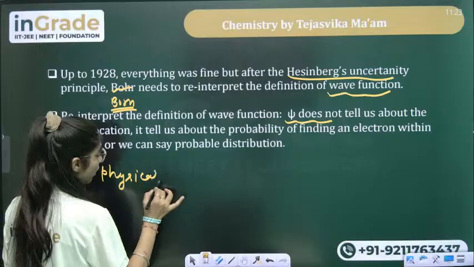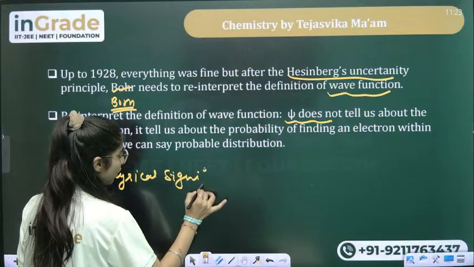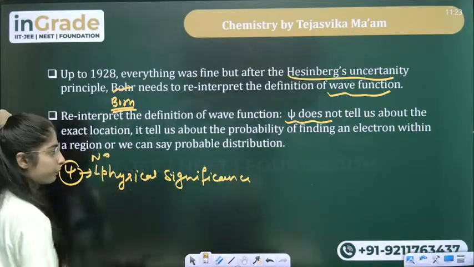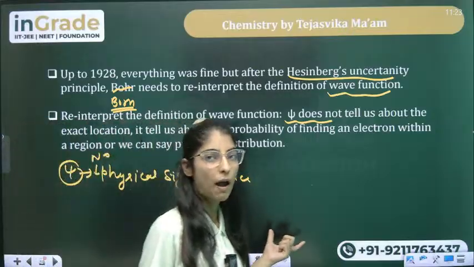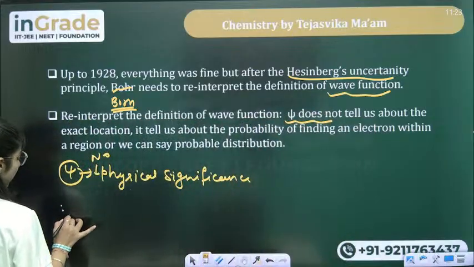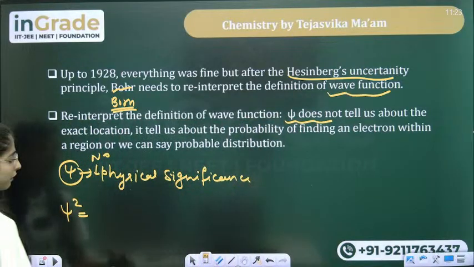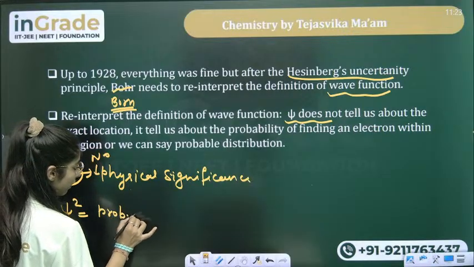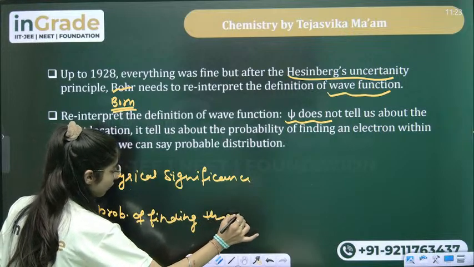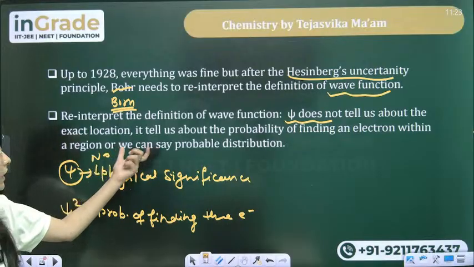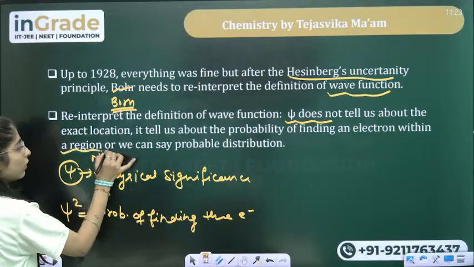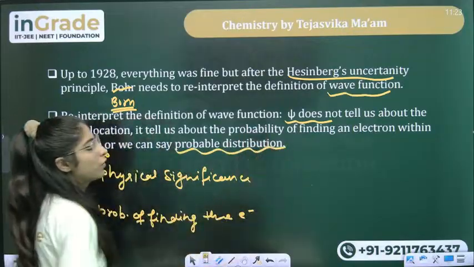I am writing it here, no physical significance. So how are we going to find out the probability of the electron? We get the probability of finding the electron by squaring it. Psi square will give us the probability of finding the electron within a region, or we can say your probable distribution.